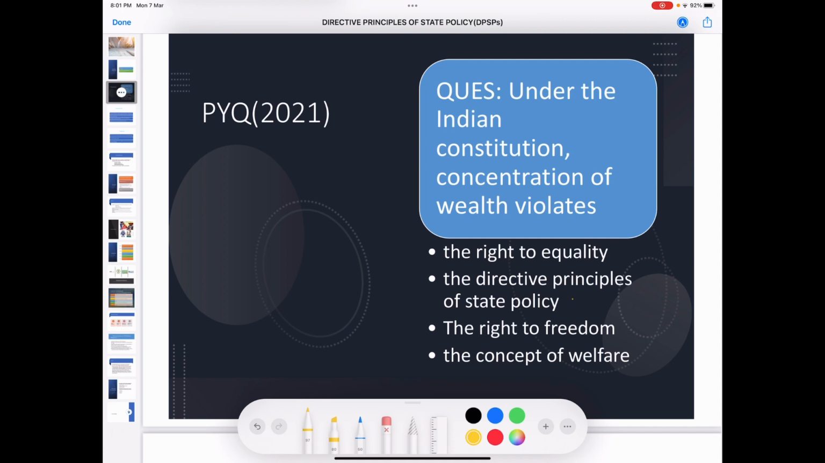The answer is DPSP. If you know about Article 39, आप easily इस सवाल का जवाब दे सकते थे. So why not understand these articles in the easiest way possible?